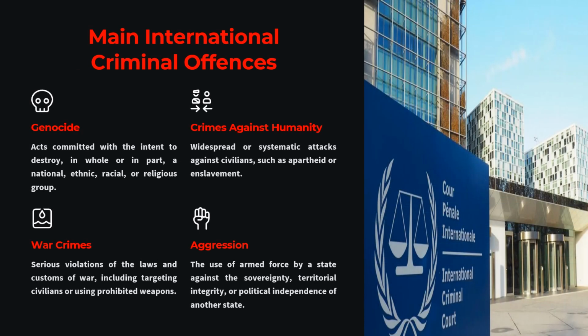And it's based on this idea, the principle of complementarity, assuming it's respected by the countries. And then there are four main international criminal offences. Genocide: acts committed with the intent to destroy in whole or in part a national, ethnic, racial or religious group. Crimes against humanity: widespread or systematic attacks against civilians such as apartheid or enslavement. War crimes: serious violations of the laws and customs of war, international humanitarian law, including targeting civilians or using prohibited weapons. And then you've got the crime of aggression: the use of armed force by states against the sovereignty, territorial integrity or political independence of another state.